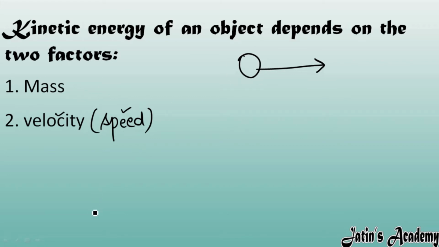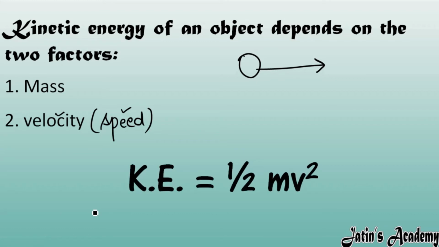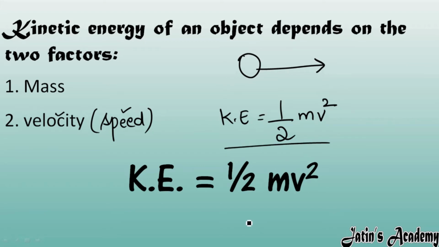Now we will see the formula for kinetic energy. Here we have the formula: kinetic energy equals half m v square. This formula we are going to use in order to solve any kind of numerical. Fine. Yes, one more thing I want to tell you, like previously we have studied potential energy.